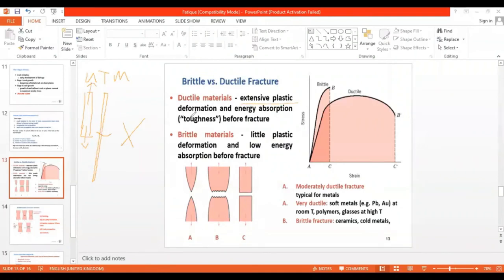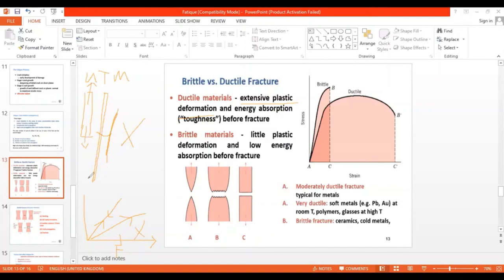Extensive plastic deformation. This deformation is called plastic deformation. If you have seen the Hooke's law graph, it goes like this, and that is elastic deformation, which means it will regain its shape when you remove the force. When you apply force, it goes like that, and when you remove the force, it comes back. But plastic deformation means when you apply force and then release, it will not come back.